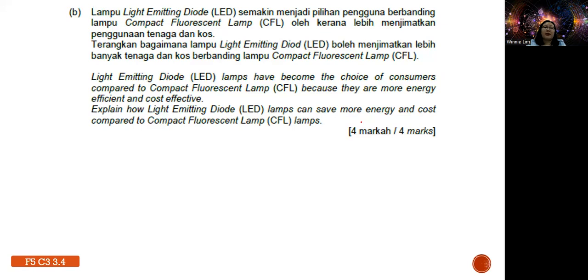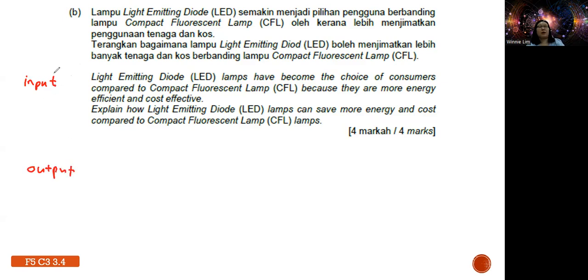Next, light emitting diode LED lamps have become the choice of consumers compared to the compact fluorescent lamp because they are more energy efficient and cost effective. Explain how light emitting diode lamps can save more energy and cost compared to compact fluorescent lamps. So basically, the way they construct the LED and CFL is slightly different. And the main difference is that we always have this input energy and also output.